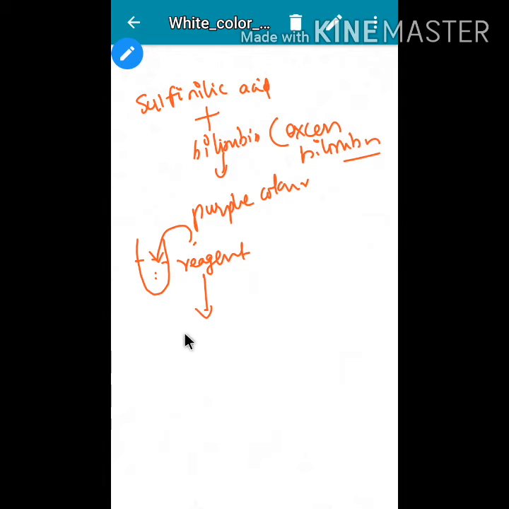If it gives purple color within 10 seconds, then it is conjugated bilirubin. Then it is not 10 seconds, it is 30 seconds. If you get purple color within 30 seconds, then that is conjugated bilirubin.